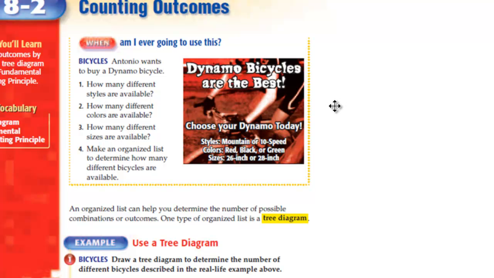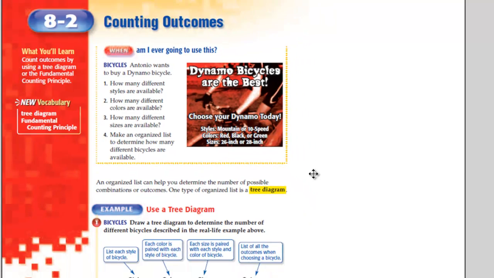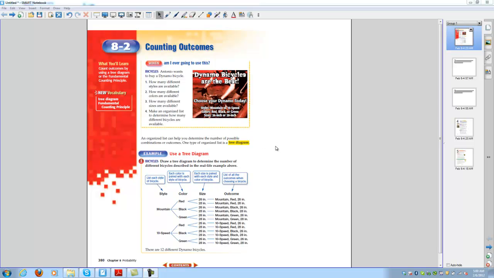We want to be able to find different possibilities, and so they give an example where Antonio wants to buy a new bicycle, and so we want to know how many different styles are available, how many colors are available, how many sizes are available, and make an organized list. So over here in the ad we see mountain or 10-speed styles, red, black, or green, and then sizes 26 or 28 inch. So one way to organize that is a tree diagram.